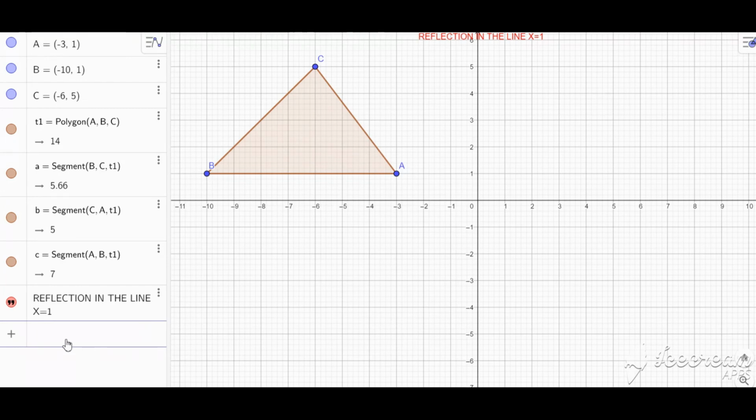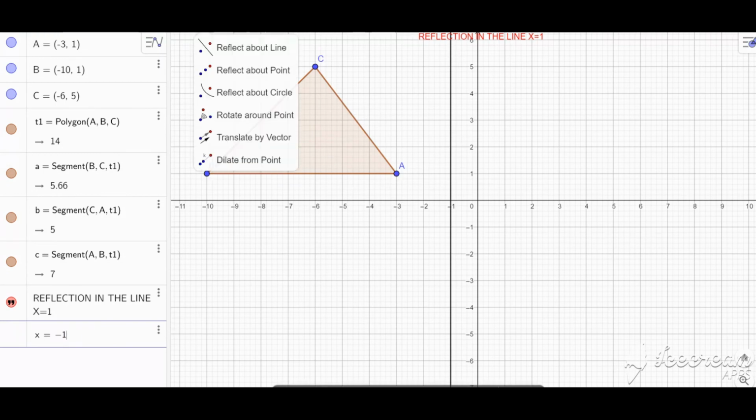Of course, we know that the line x equals negative 1 will be a vertical line passing through negative 1. So at every point on that line, x would be equal to negative 1. Alright, so that is my line here. Now, look at my object. You can see the coordinates of my object on the left here: A negative 3, 1, B negative 10, 1, and C negative 6, 5. Now, what happens when I reflect in this line x equals negative 1?